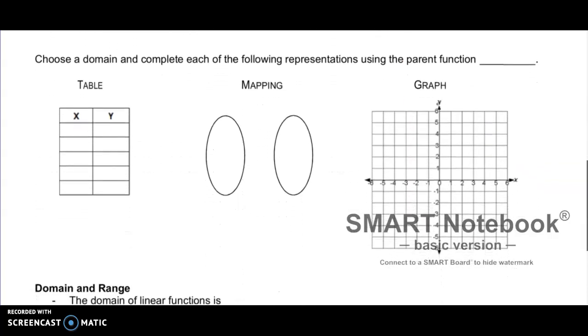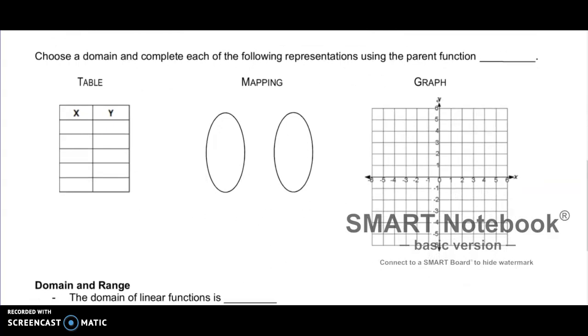So the last one is choose domain and complete each of the following representations using the parent function. So y equals x. Okay. So parent function, that just means that whatever your x is, your y is going to be the same. So if my x is 0, my y is 0. If my x is 1, my y is 1. My x is 2, my y is 2. My x is 3, my y is 3.